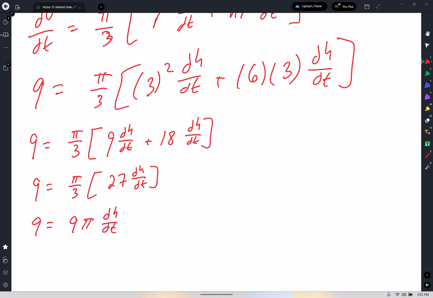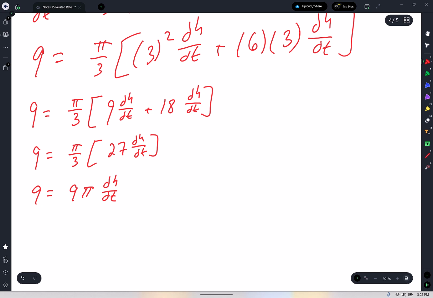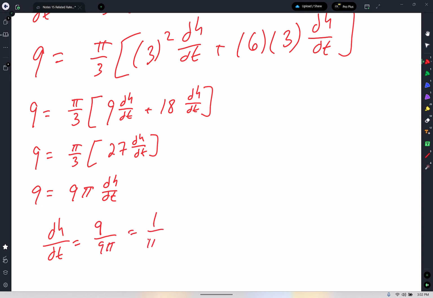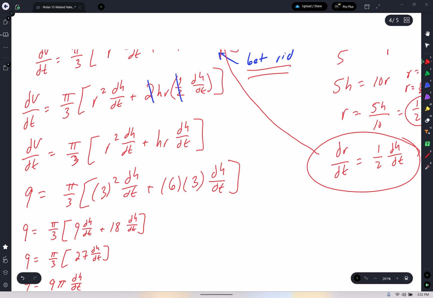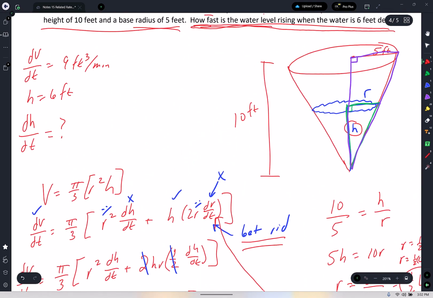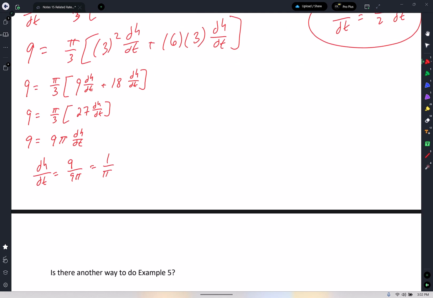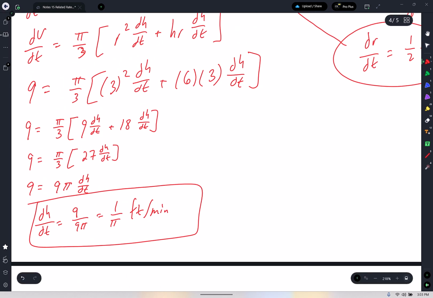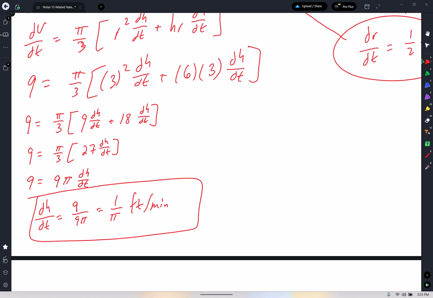Does everyone know how I got the 9 pi? Yeah, times 1/3 or times pi over 3. Divide by 9 pi. dH/dt equals 9 over 9 pi, which is 1 over pi. And I need units. What are my units? Feet per minute. I just forgot about our notes at the top. On the left I see 9, and I haven't had to put in 9 this whole time. That's fine. You can write dV/dt there the whole time and then change it at the very end.